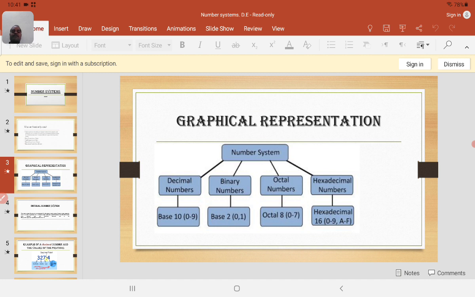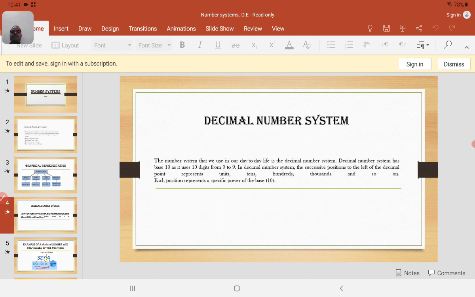It is called an alphanumeric number system because both numbers and alphabets are present. 0 to 9 are the numbers, and A to F are the alphabets, which are used to represent 10 to 15. So here the decimal number system, we already know it has a base of 10. That means 10 digits are present, from 0 to 9.